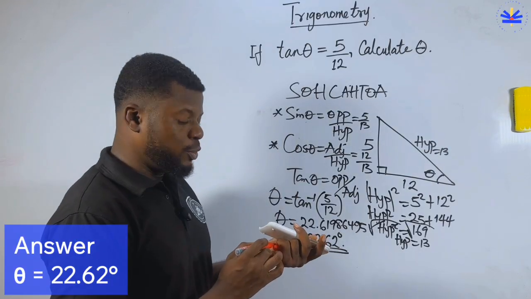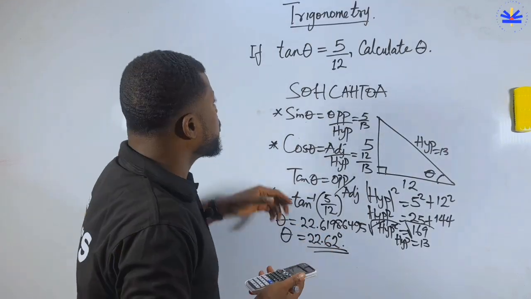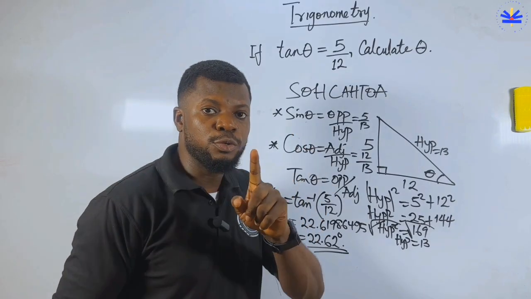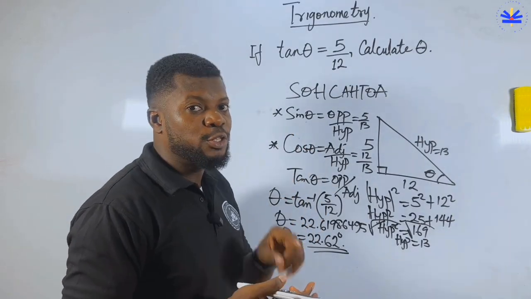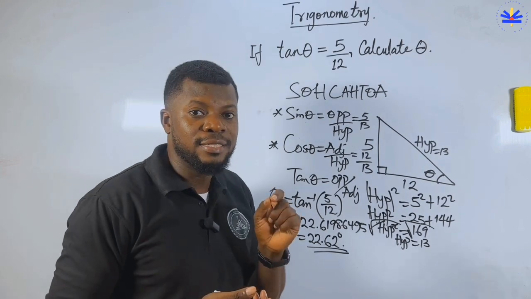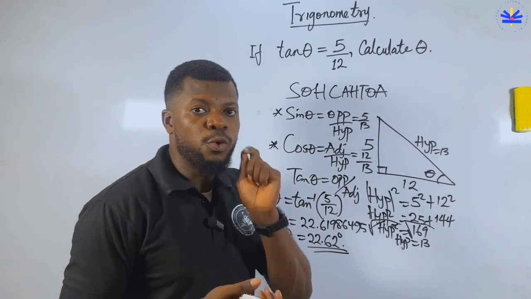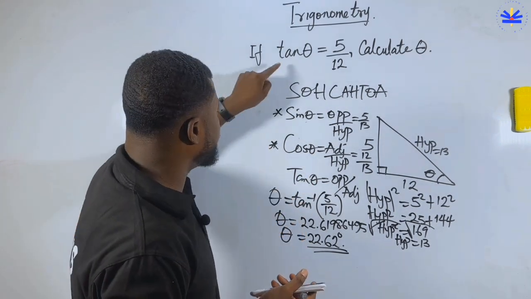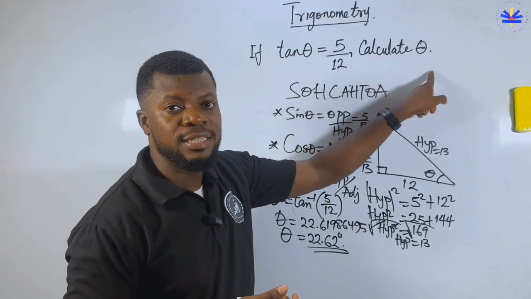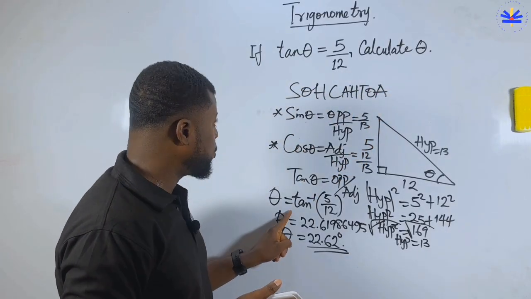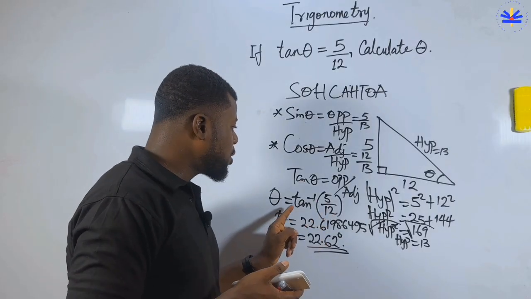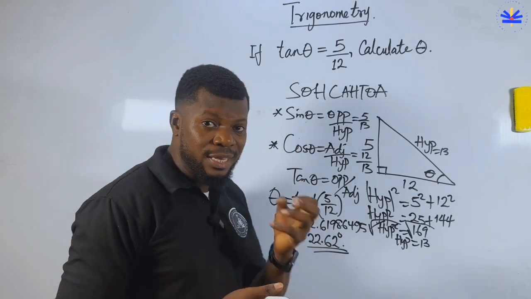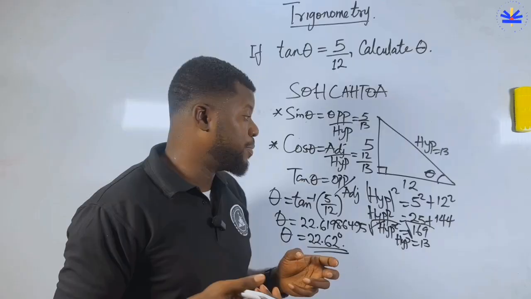That's the value. So in an exam, where you're given this particular problem, the first thing you want to do, because you do not have time in your exams, is to use less than 10 seconds to fix this problem. What you need to do during the exam is that if tan theta is equal to 5/12, calculate theta, just write theta equal to tan inverse of this number, then divide, check the tan inverse of it, and you get the answer. Within the space of 10 seconds, you'll be able to fix it.